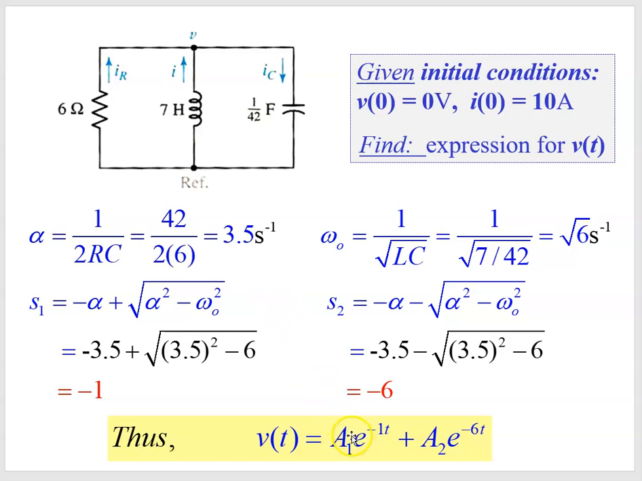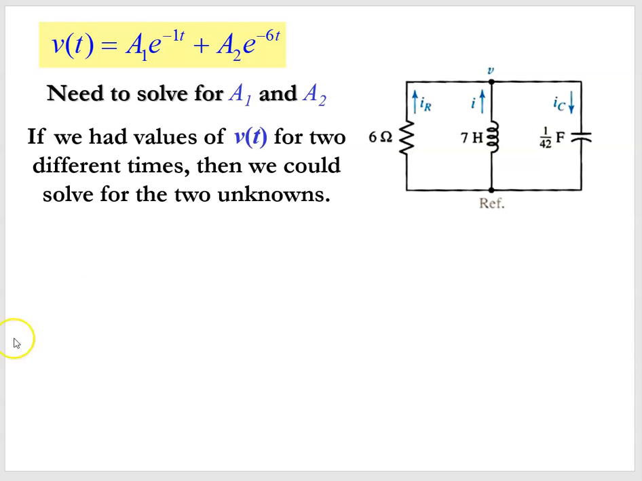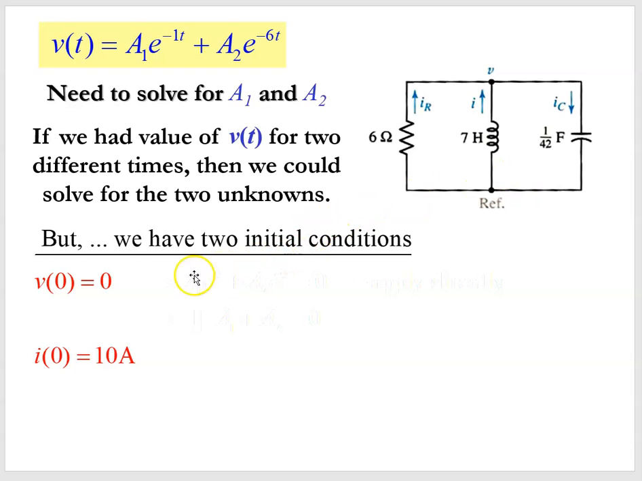Now we have to find the coefficients of each of these exponentially damped terms, and we do that by looking at the initial conditions. To solve for A1 and A2, one thing we could do, if we had a value for the voltage at two instants in time, is solve for A1 and A2. But what we have is the initial current through the inductor and the initial voltage across the capacitor. With these two initial conditions, V of 0 is equal to 0 and I of 0 is equal to 10 amps, we can plug those in.